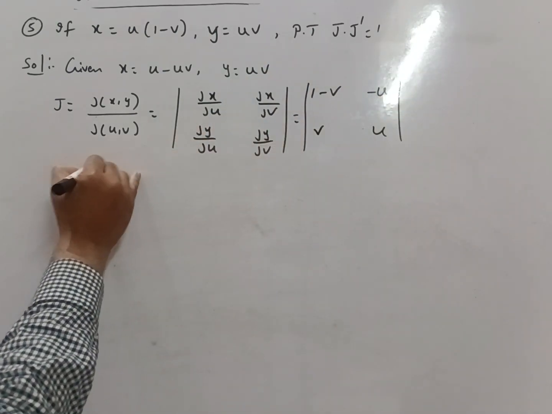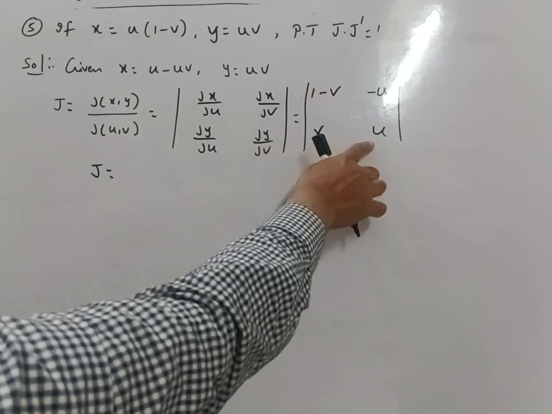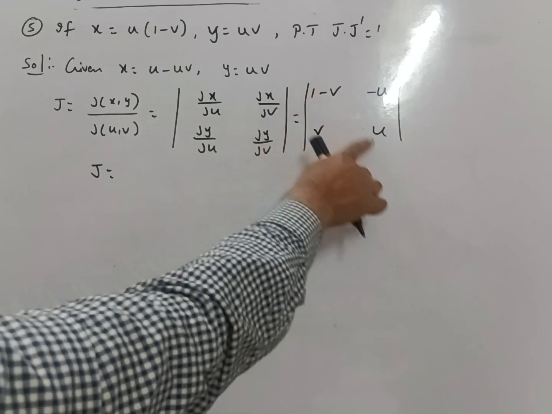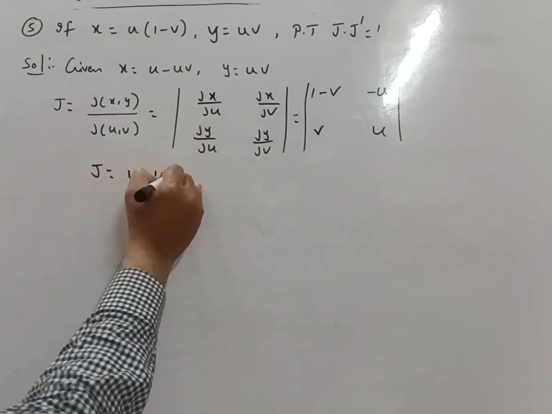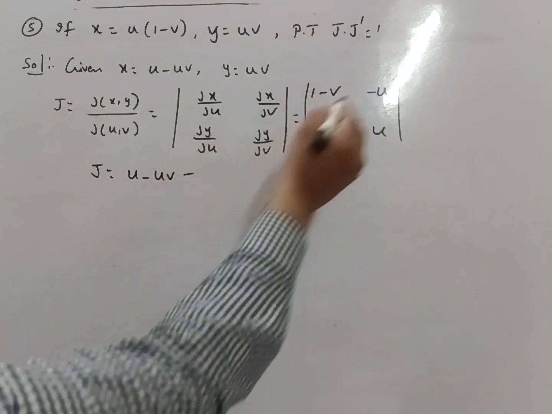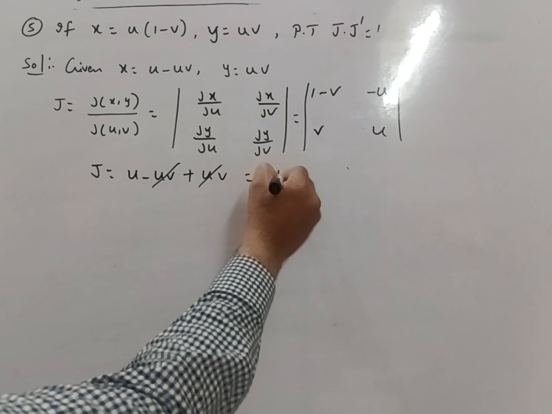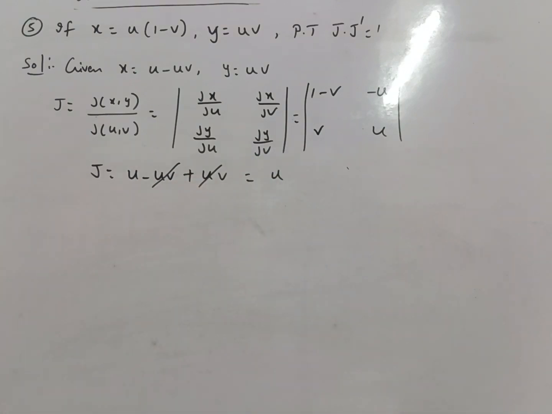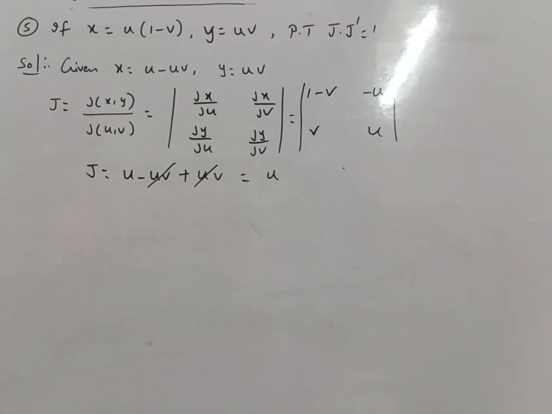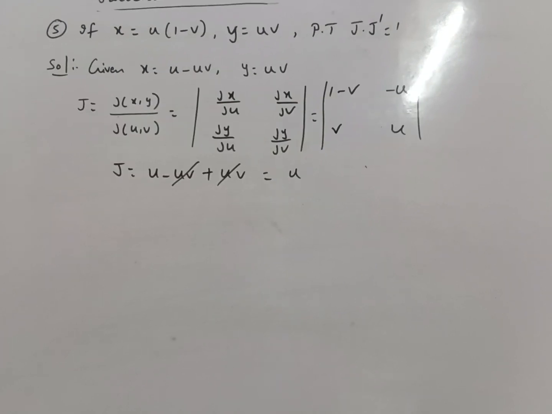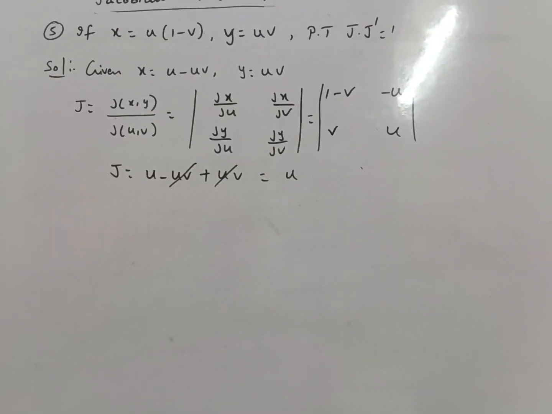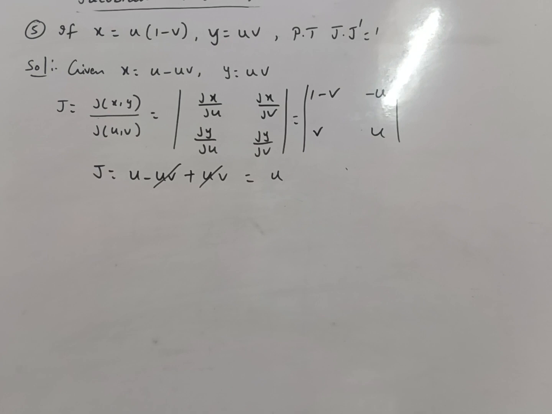So j is equal to, if I find the determinant, what I get here: 1 minus v into u minus uv minus uv minus of minus, plus uv plus uv got cancelled. So j is equal to u. What is the value of j? J is equal to u, I got, correct? J is equal to u.